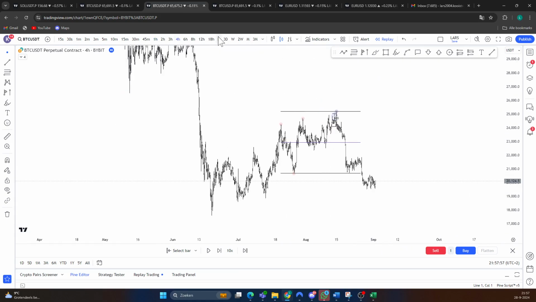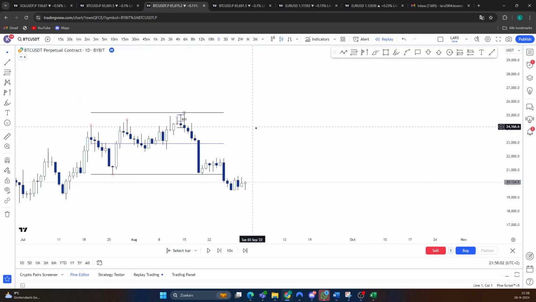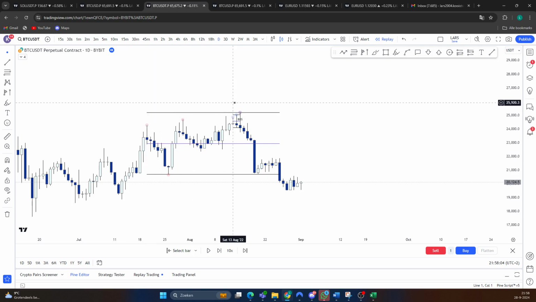Okay, now guys, right here we have an example of a macro distribution. So if I go on the daily, you can clearly see this is a high time frame distribution schematic. A high time frame distribution model 1 with a range inefficiency. That's why this fill was so easy and this demand zone was useless because it was backed by no volume.